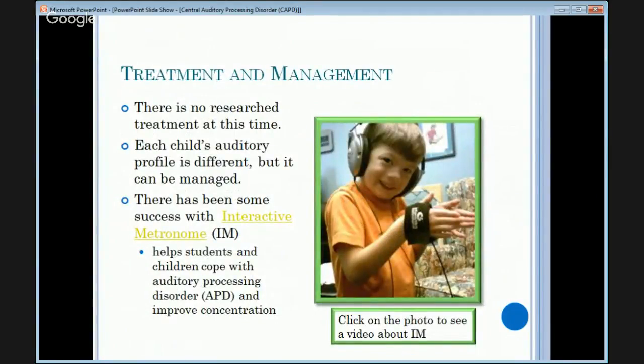There is a way to manage CAPD. However, there is no research on treatment at this time. Each child's auditory profile is different, therefore they would be treated and managed differently. There has been some success with interactive metronome therapy. These students and children cope with auditory processing disorder and improve concentration. This picture of this cute little boy is currently using interactive metronome therapy, and I have a link to a video that explains a little bit more about it.